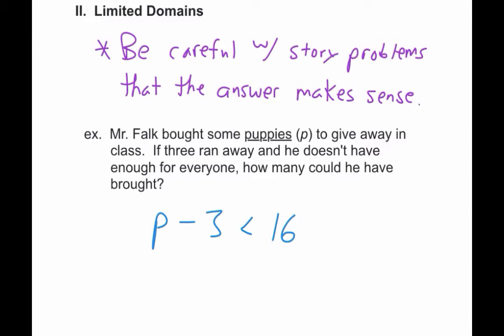If I don't have enough for everybody, less than or equal to, would I have enough for everyone? No. Yep, because I'd have enough for like one per person. But we don't have enough for everybody, so it's going to be p minus 3 is less than 16. Good? So you don't have to write the whole story problem as long as you know p stands for puppies and we have this p minus 3 is less than 16.